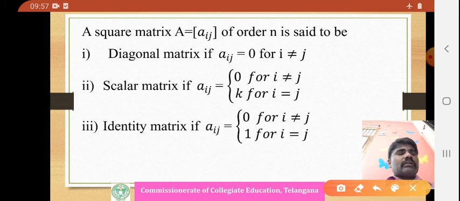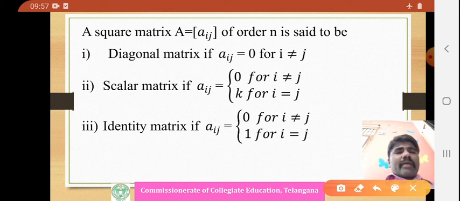This does not mean that the diagonal elements are not 0. The diagonal elements may or may not be 0, but the elements other than the diagonal must be zeros. That's why the element in the place of aij will be 0 for i not equal to j. This is known as a diagonal matrix. I can give examples one by one later.